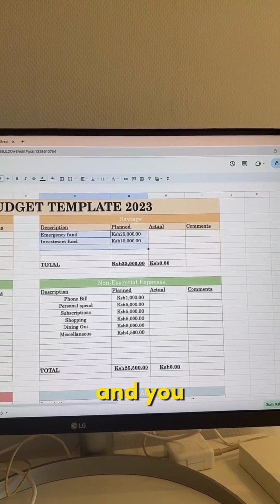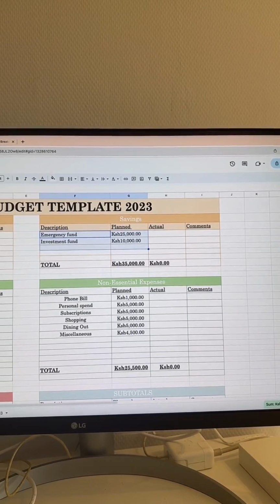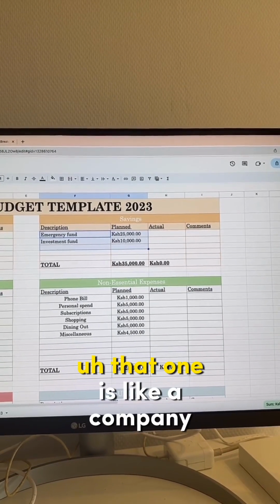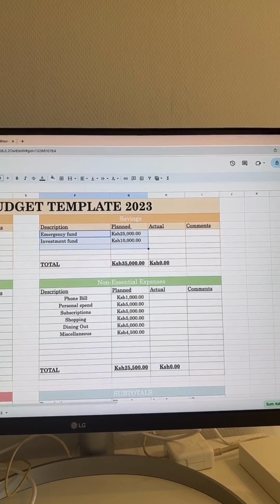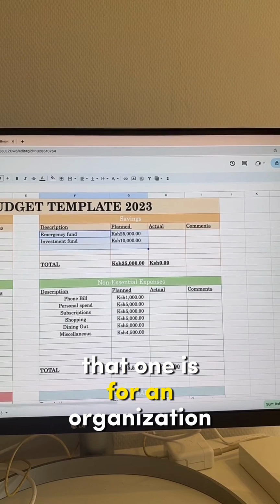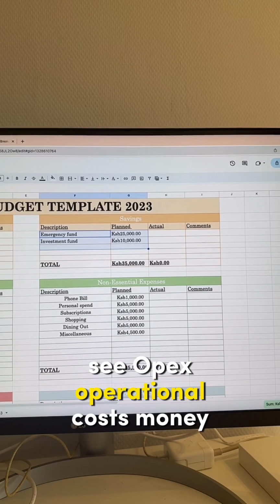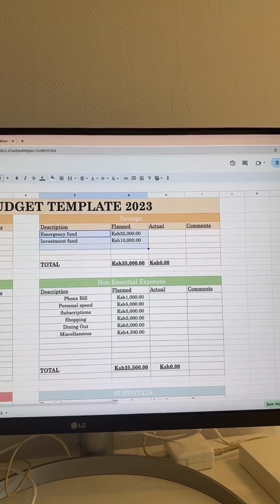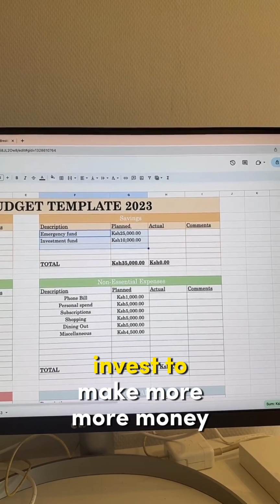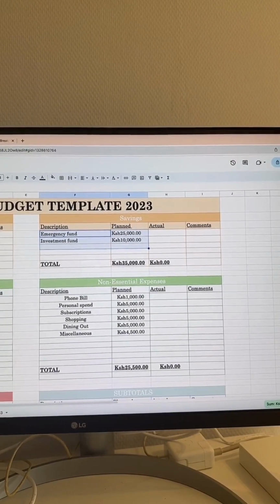So if you're a consultant and you need to spend money on a contract, where would that expense fall? That one is like a company. I think that one is for an organization. And I think that would be OPEX, operational costs. Money you need to invest to make more money, right?